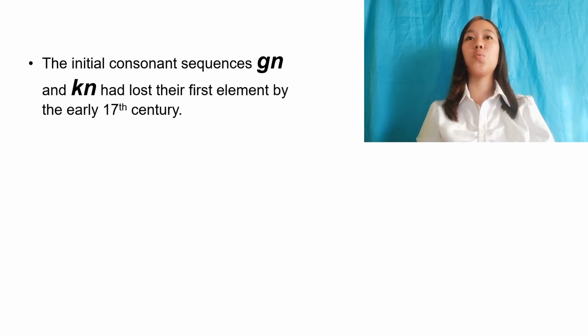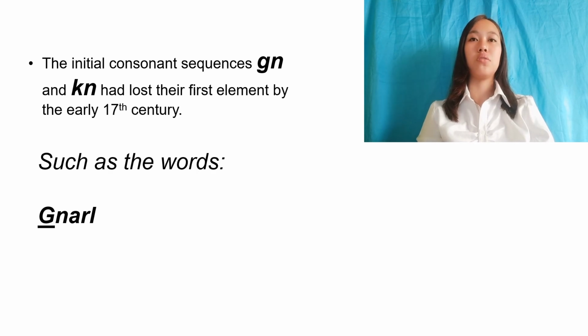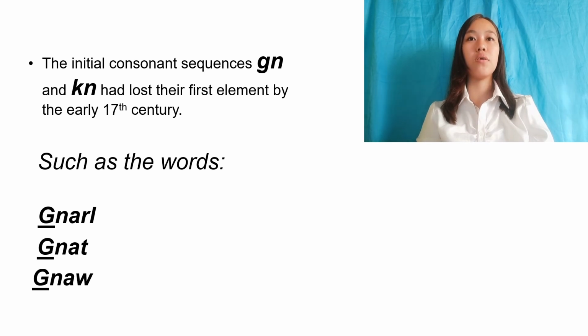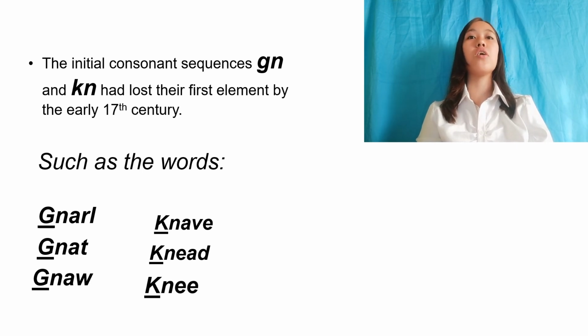century, such as the words gnaw, not, no, where the consonant G sound entirely disappeared. Also with the words knave, need, knee, where the consonant K sound is also entirely disappeared. So in early modern English, the G and K sounds seem to be lost in initial position before the N sound.